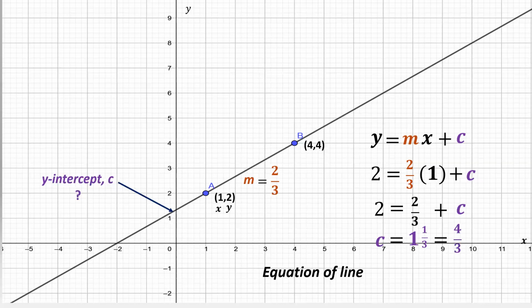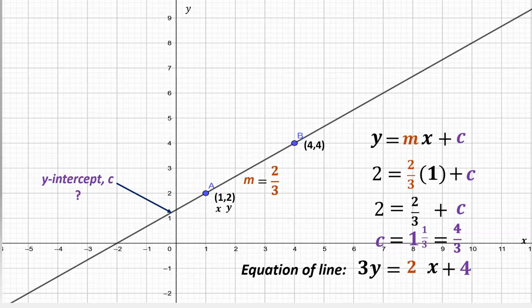Therefore, the equation of the line is y is equal to mx plus c. We can replace m by 2/3 and c by 4/3 to get the equation of the line. We can further simplify this equation by multiplying by 3 on both sides to get 3y is equal to 2x plus 4.